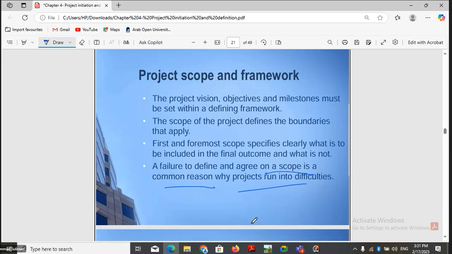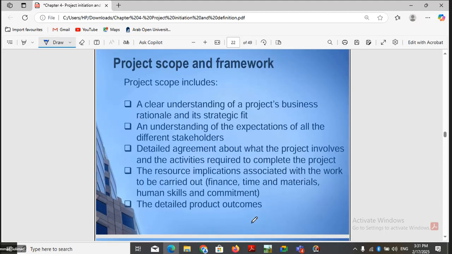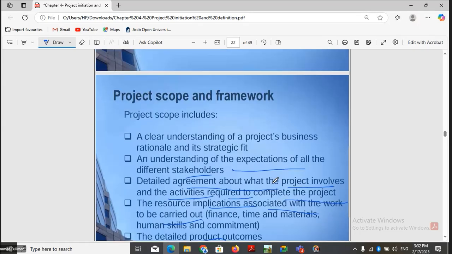What I've mentioned here: the project scope includes a clear understanding of the project business rationale and its strategic fit, and an understanding of the expectations of all the different stakeholders. It includes detailed agreement on the activities required to complete the work and the resource implications associated with the work to be carried out. And finally, the detailed product outcomes. These are included in the project scope.